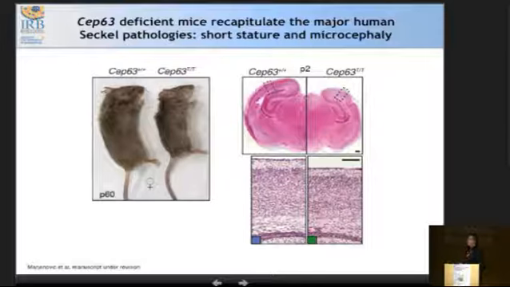So our mice recapitulate the major pathologies in humans. They're runted, so they have growth defects, and they have microcephaly. And at birth, the size difference is not so much, and the overall brain size is quite similar with the exception of the cerebral cortex. This is a major target in most of these diseases, and you have a thinner cortex. And so we were interested in understanding the mechanism.